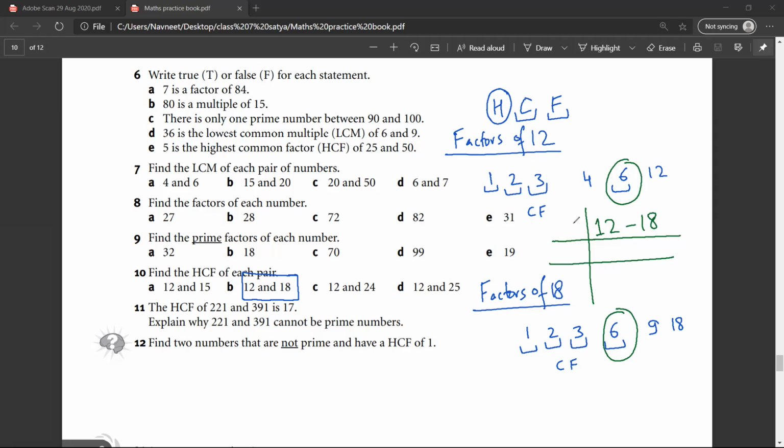1. Leave one, any other number. 2. So you divide 12 with 2. You divide 18 with 2. Have you understood? Yes. What is the common factor of 6 and 9?